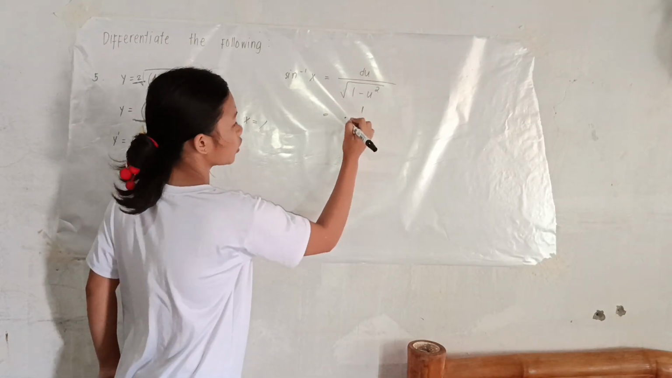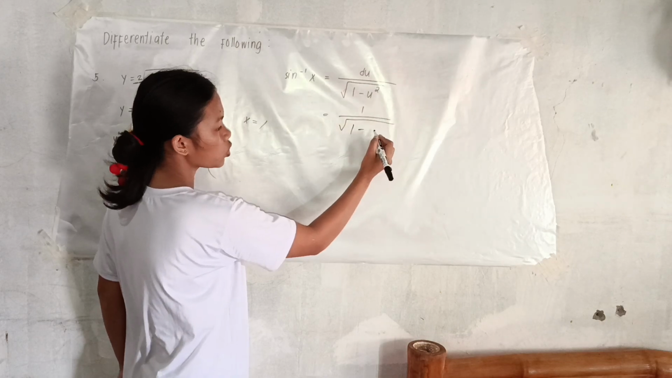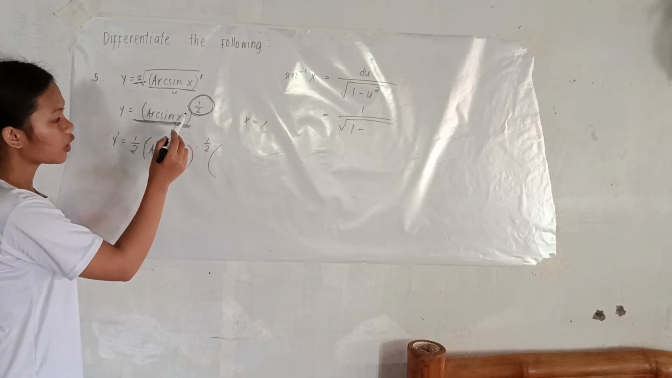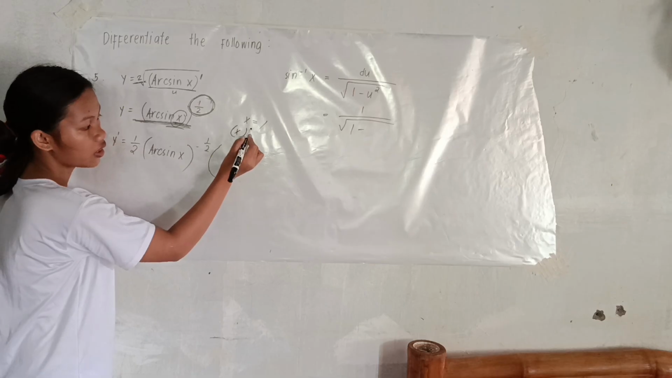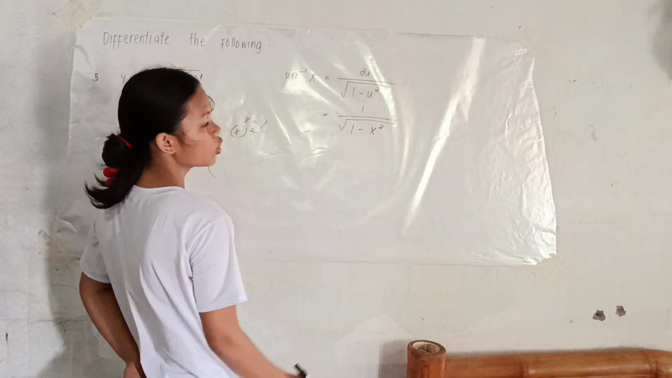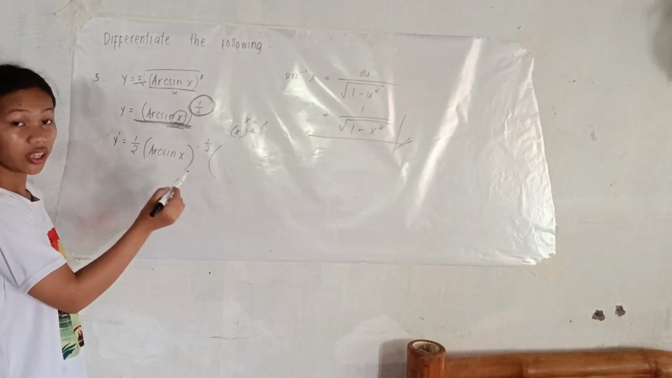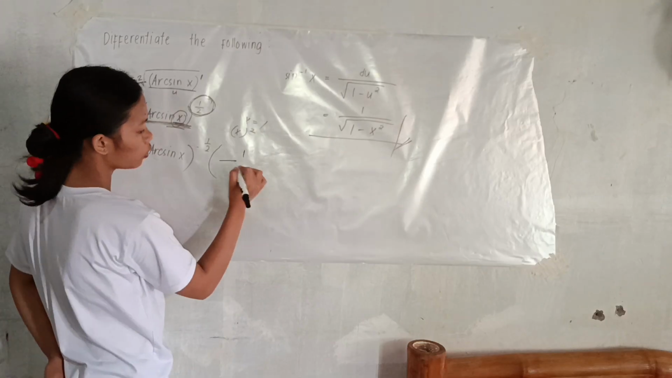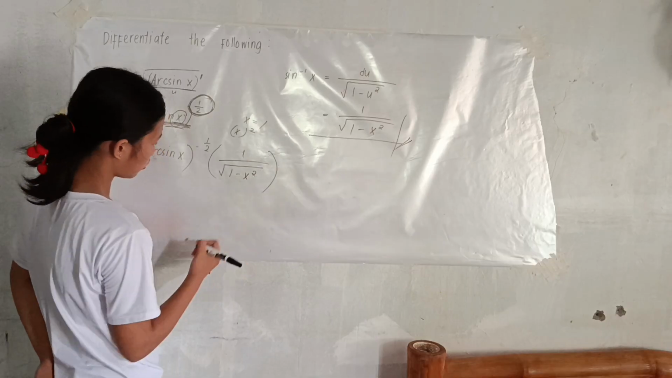So copy 1 all over the square root. Copy 1 minus u squared, where we square u. Since u here in arcsine is x, it becomes x squared. So that is the derivative of the inside function, arcsine x. Then we multiply. So 1 all over the square root of 1 minus x squared.